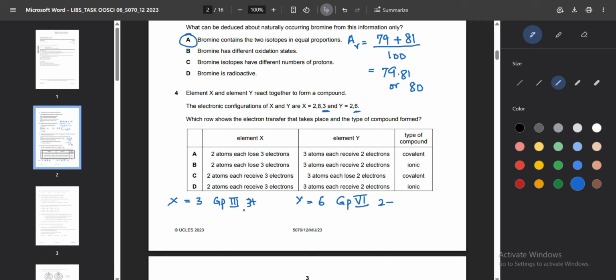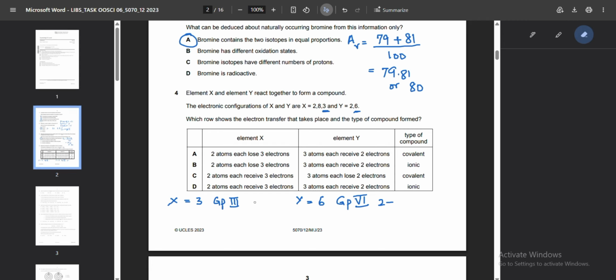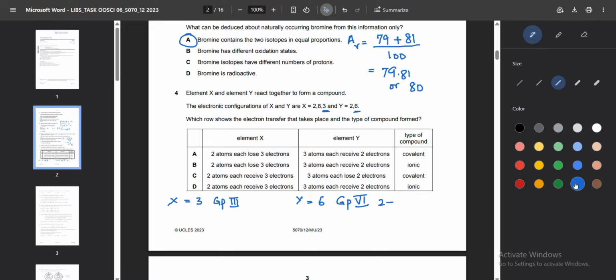Since X has an oxidation state of +3, what does it mean? It means that it's a metal. It's a metallic ion. Whereas Y has an oxidation state of -2, so it makes Y a non-metal. Now, what kind of bond is formed between a metal and a non-metal ion? It is always an ionic bond. So we can select from these two options that the bond between X and Y, since one is metal and the other is non-metal, would be an ionic bond.